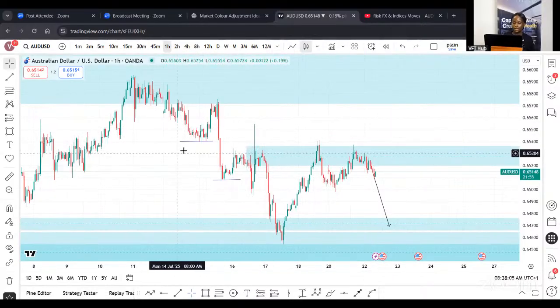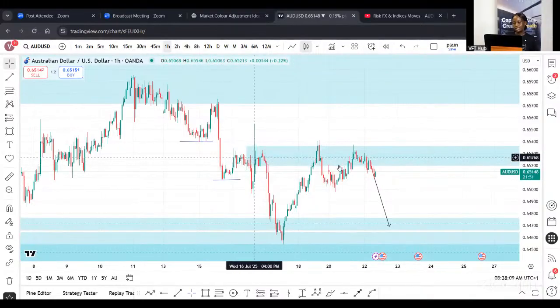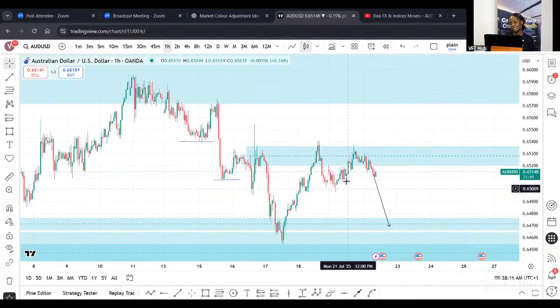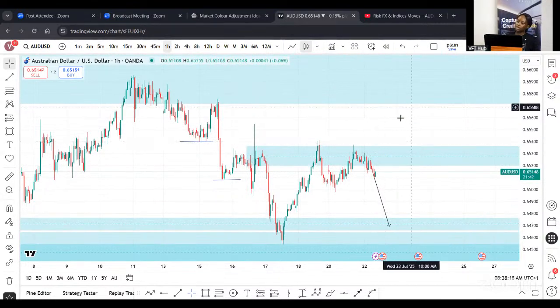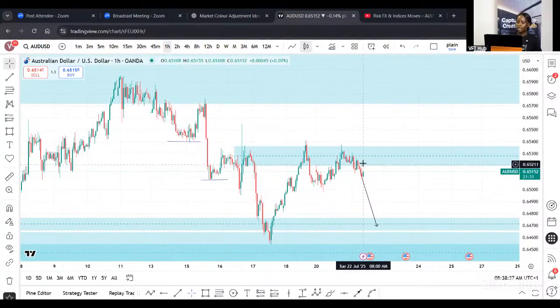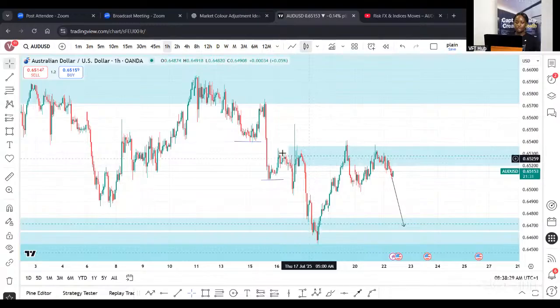You can see this was a change of character and the break of structure that we had marked out. You see how there are multiple resistance zones. Price has tapped into this a couple of times and reacted. So is it possible to see this give us another final sell? It is. Is it going to bounce or break above? Likely, it is a game of probability, but following our data, this is what we're looking at. Fundamentals also play a role. I'm seeing AUD USD to the downside.